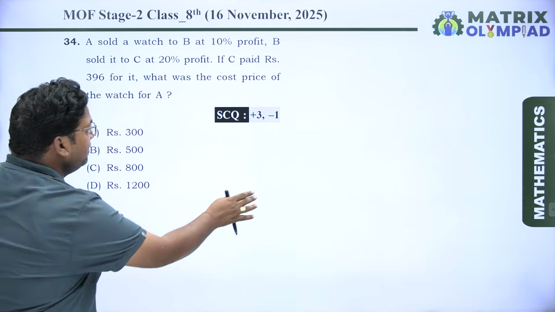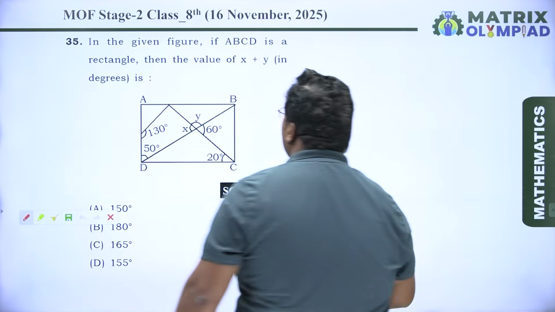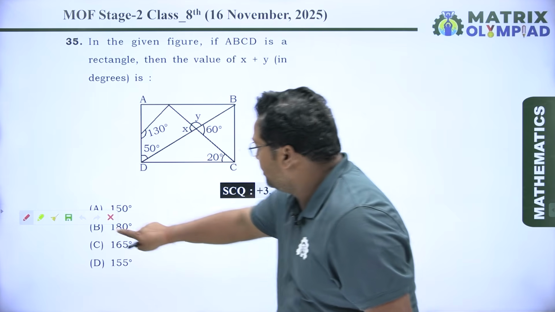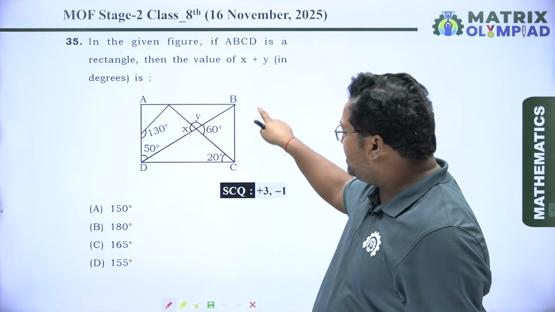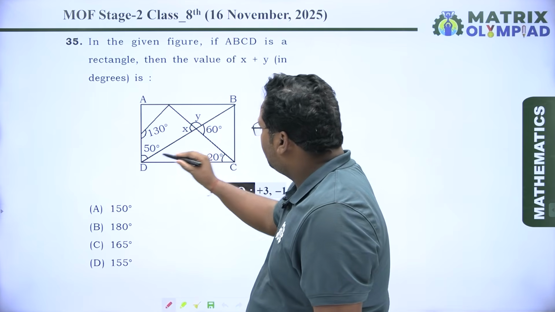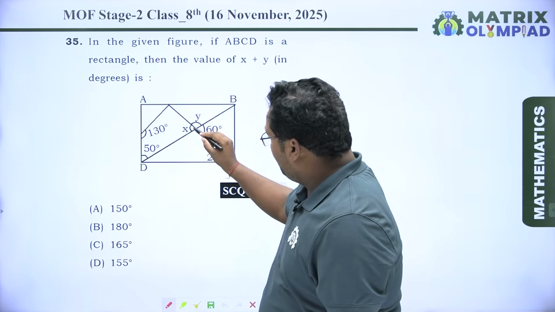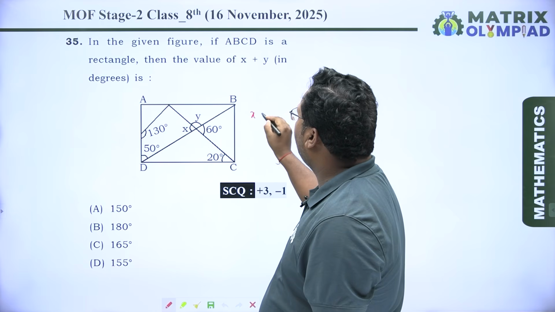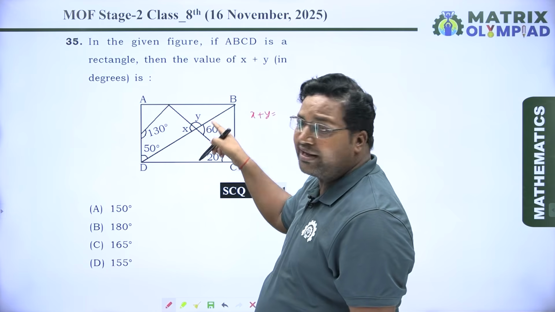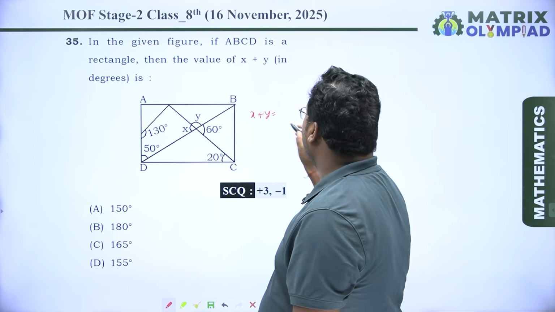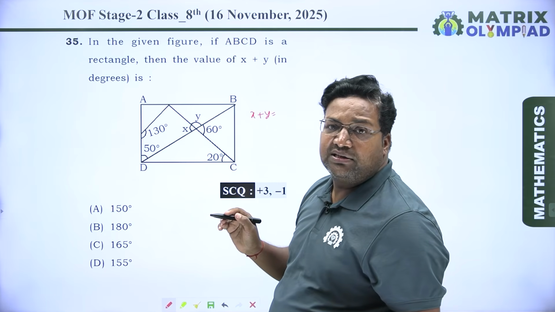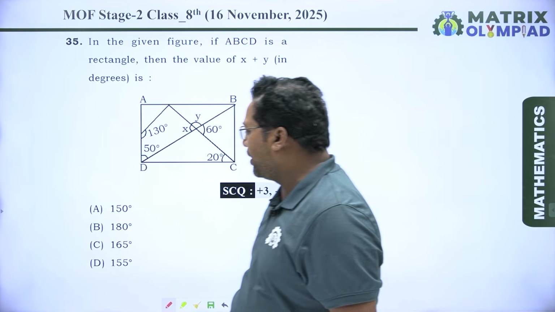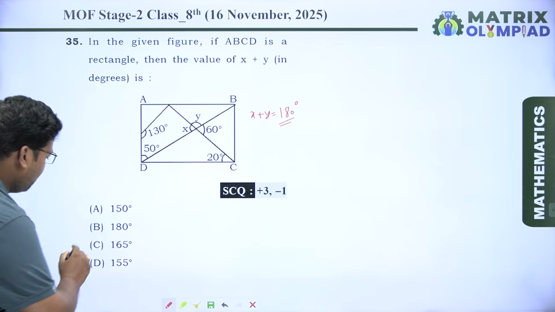Now coming to the next question. Next question is, in the given figure, if ABCD is a rectangle, then the value of X plus Y in degrees is. So here you can see ABCD is a rectangle is given and BD is a diagonal. So you can see clearly here, this is a straight line and we have to find out the value of X plus Y. In a straight line, X and Y are a linear pair of angles and the sum of a linear pair of angles is a supplementary angle, which means the sum of X plus Y is 180 degrees. So the value of X plus Y is 180 degrees, which is in option B. So option B is the right answer.